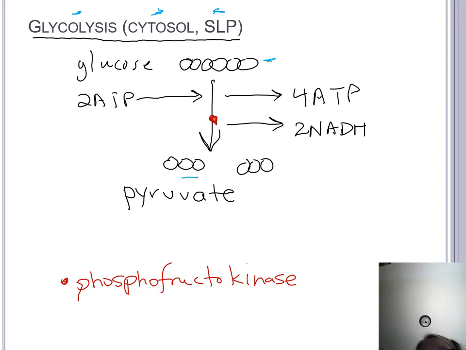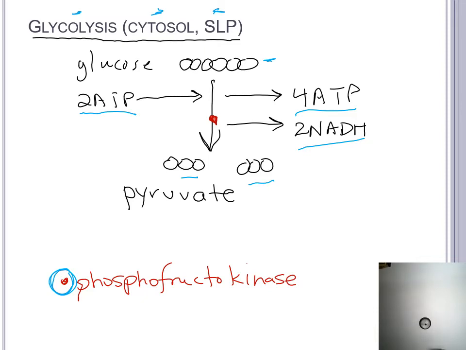It gets broken into 2 3-carbon molecules of pyruvate. The energy investment is 2 ATP in. We get 4 ATP and 2 NADH out. And one of the enzymes that helps this process is an enzyme called phosphofructokinase.